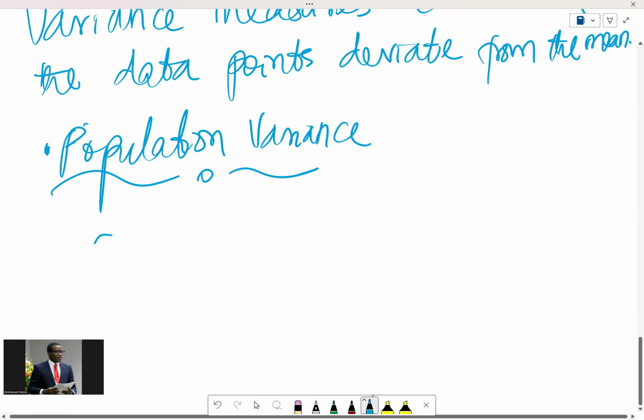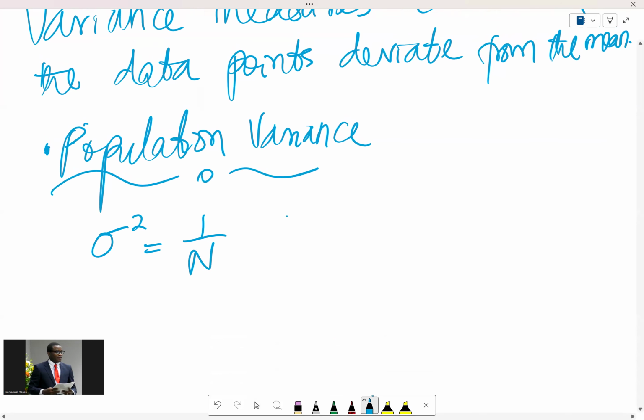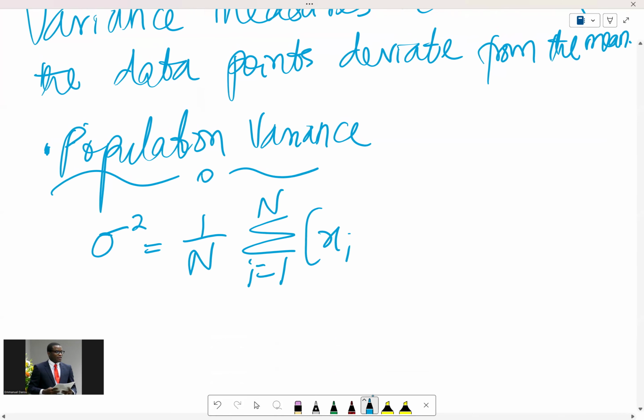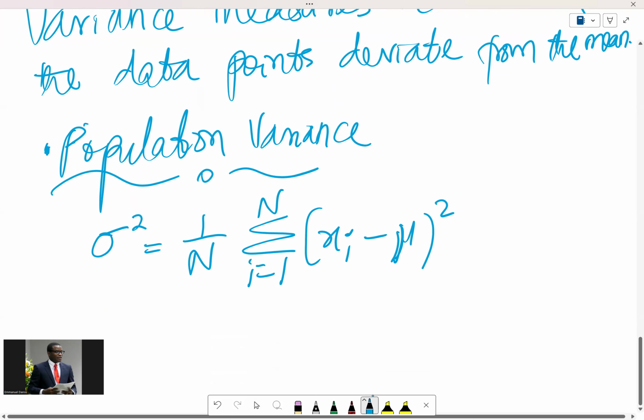So for population variance, it's something like sigma squared equals 1 over n, summation i equals 1 to n, of xi minus mu, all squared. Of course, xi will be the data points, while mu is the mean. So the difference between each data point and the mean is a deviation on its own. You square that and sum up each item like that. And at the end of the day, you divide by the total population.